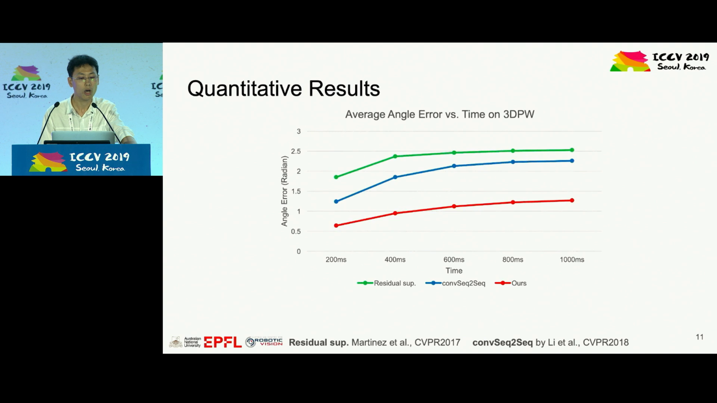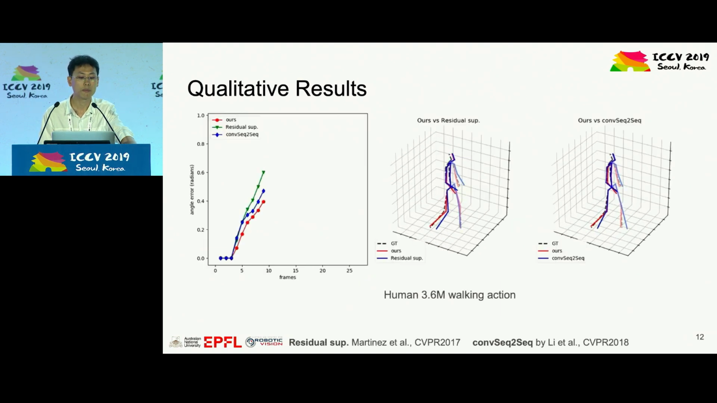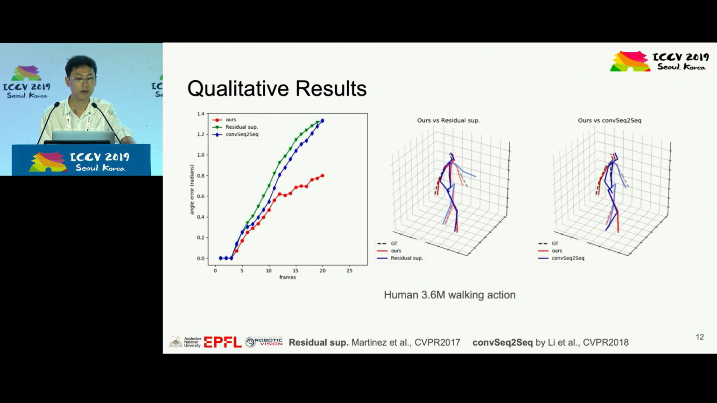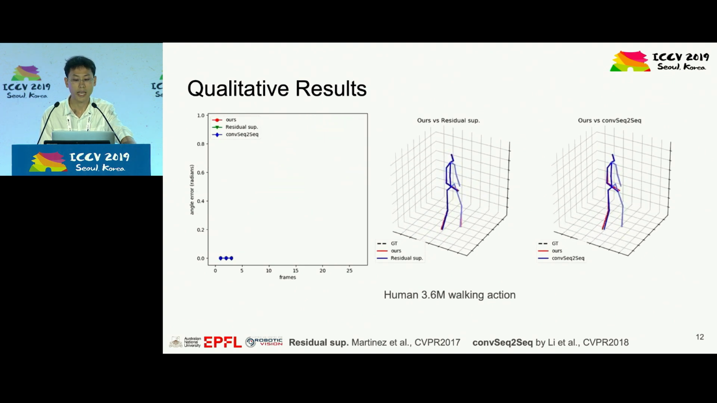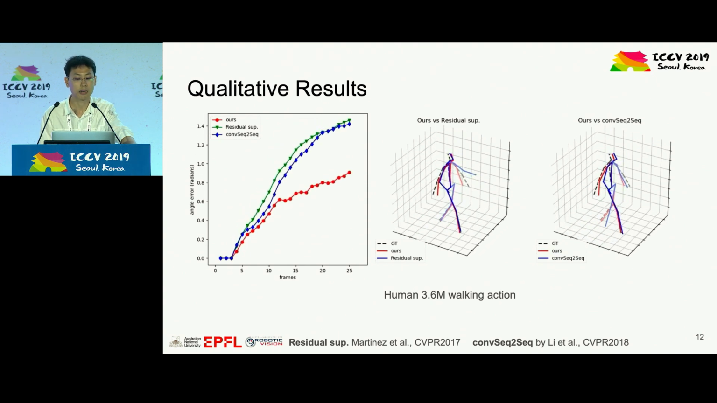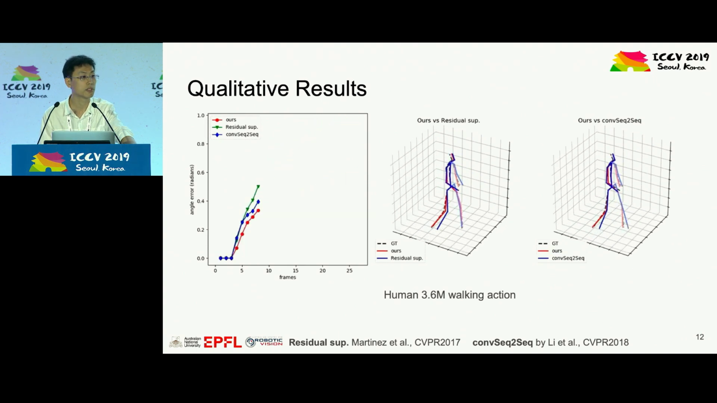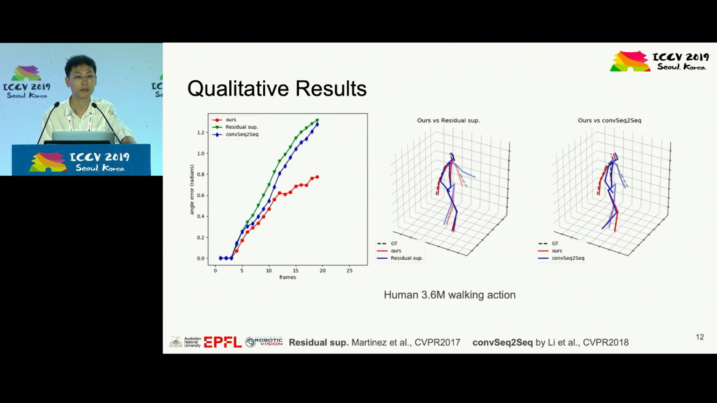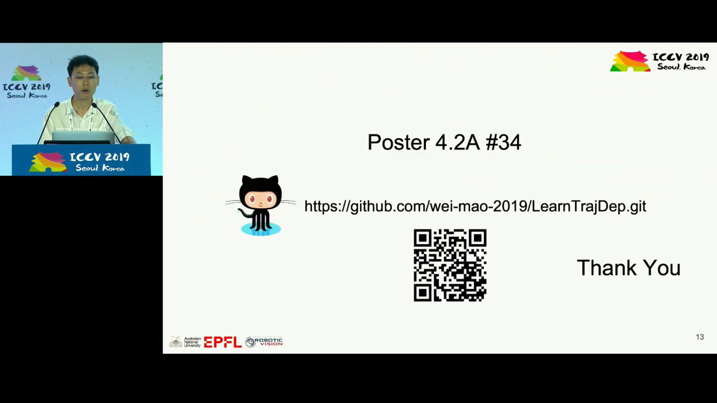We first show quantitative results on 3DPW. The x-axis of the graph is the future time, and the y-axis is the average angle error. The lower, the better. We also provide qualitative comparison. The first graph from the left shows the angle error at each future frame. In the other graphs, the black skeletons are ground truth, baselines are shown as blue skeletons, and ours are in red. Welcome to our poster number 34 for more information.